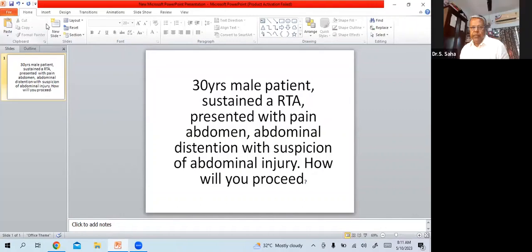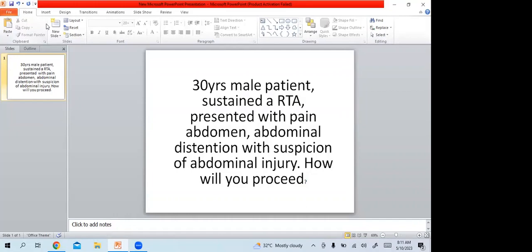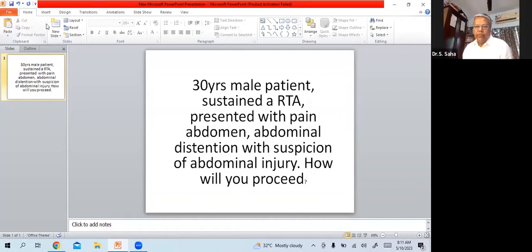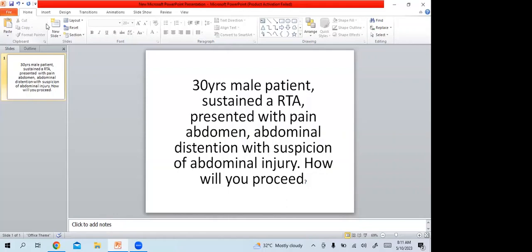I mean, hemoperitoneum, you can't say straight away, right? You can at the most say that there will be fluid in the abdomen. So you cannot exactly say it is hemoperitoneum. Yes, okay, sir. So then also we will look for crepitation over the lower thoracic cage on both sides, to suspect a splenic and liver injury.